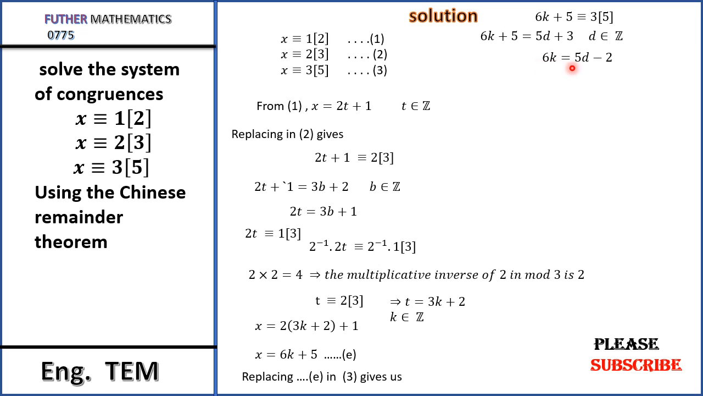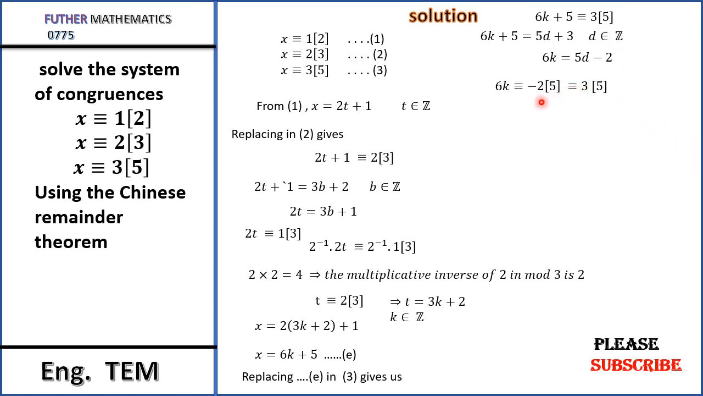Now, similarly, if you want to transform this to a congruence equation, we have that 6k is congruent to negative 2 in mod 5, because this is the remainder. Negative 2 here is now the remainder when 6k is divided by 5. Remember, d was just our quotient in that case.